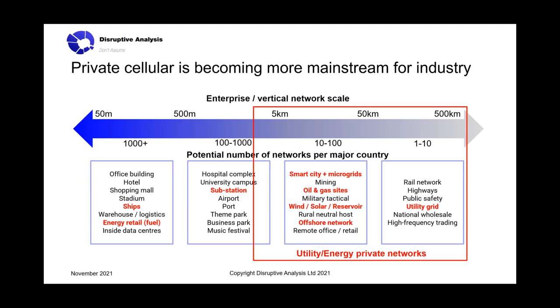at least one company I know does private networks on ships that are servicing offshore oil and wind. It's for the crew and also potentially containers and asset management on board the ship, as well as communication back to shore. So again, we have to think about the scale of how many networks there are, as well as how large they are.